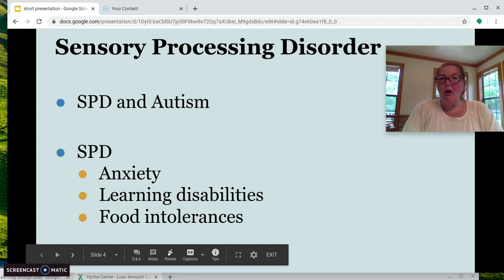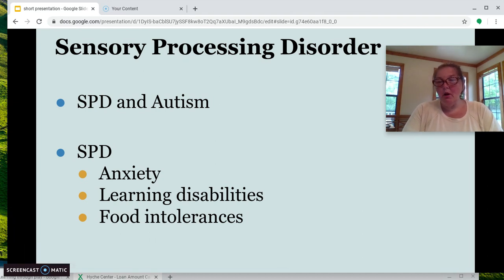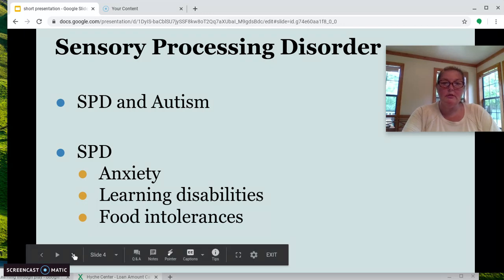Now, often we talk about autism and sensory processing deficits or disorders as if it's all one thing. Autism is a diagnosis that often encompasses sensory processing deficits. Children can have sensory processing deficits without having autism. For children with sensory processing deficits, we tend to see a lot of anxiety. We often see learning disabilities as well as food intolerances.